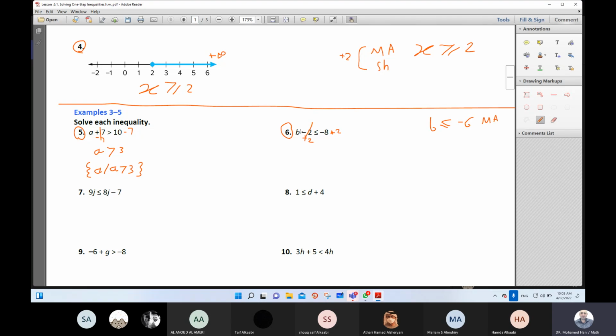Negative 2 plus 2 will be 0, remains here b less than or equal. Negative 8 plus 2 will be negative 6. The set of solution here: b such as b less than or equal negative 6. Thank you, Mariam.